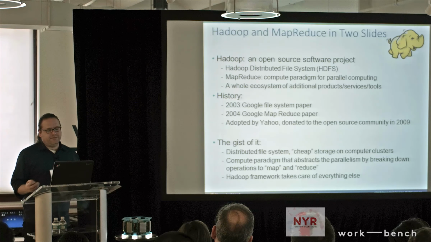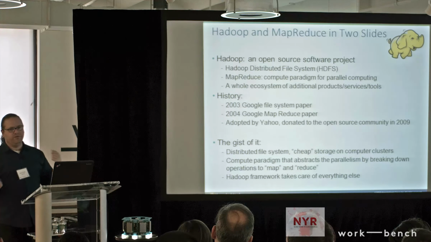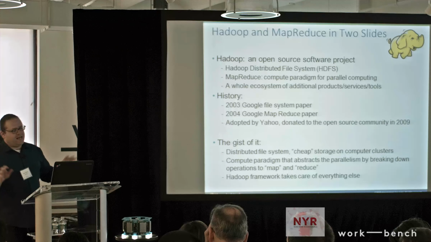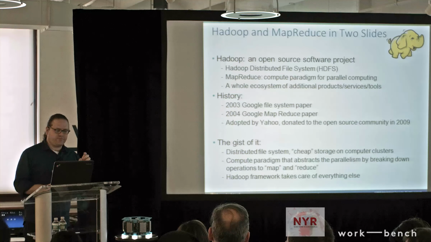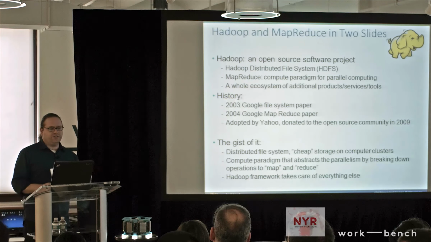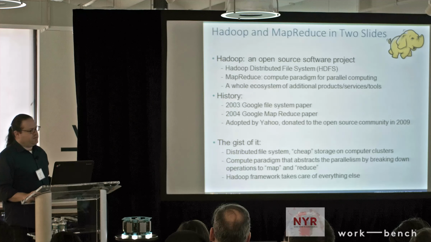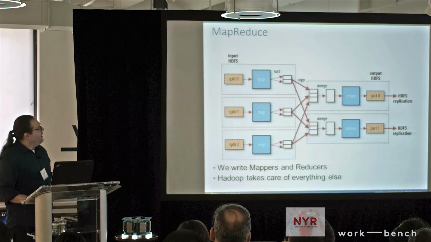You have a compute paradigm that abstracts a lot of the parallelism. If you've ever written parallelized code, you know that you have to start managing memory, moving data around, processes, all of that. It abstracts all of that. If you can break down the logic that you need to do to map and reduce, it takes care of everything else. And the framework basically takes care of resilience and a lot of other things that you have to worry about when you have many computers running in parallel.